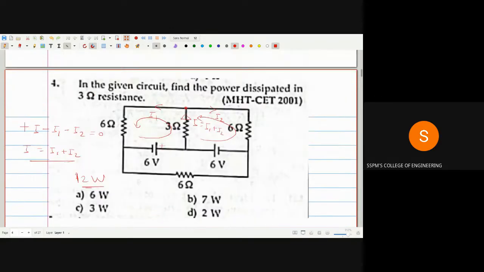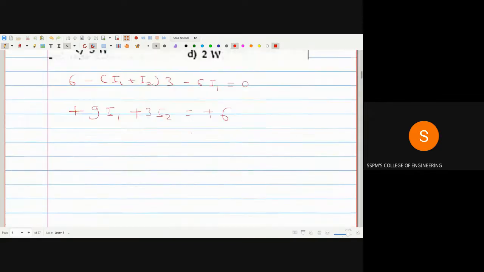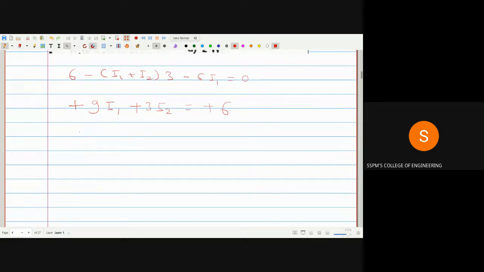Now apply KVL to second loop. आता याला KVL अप्लाय केल्यानंतर तुम्हाला हा इक्वेशन मिळेल तुम्हाला. इथे मी डायरेक्टली नोट करतो. 3 I1 plus 9 I2 is equal to plus 6. And use simultaneous equation method to find I1 and I2.